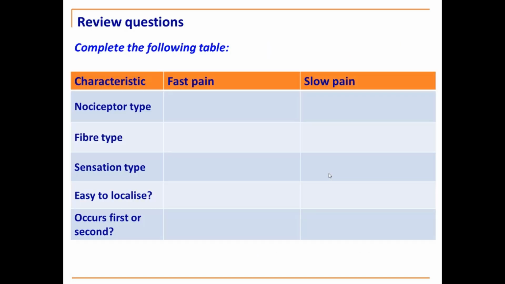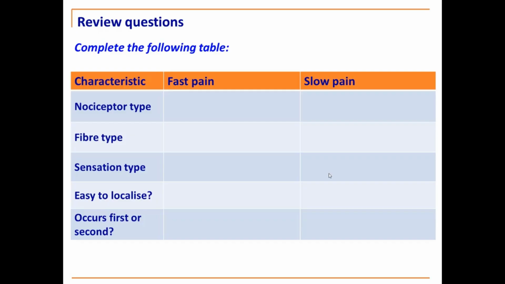So what I'd like you to do now is, this is a little summary of where we're up to. I'd like you to complete the following table. Take a look at the characteristics of the nociceptor type. What's the fiber type? We're thinking about A delta and C fibers. What's the sensation type? Is it easy to localize? And which occurs first and second? That one's really a bit easy. So just press pause, have a look through the table, and we shall go through it.